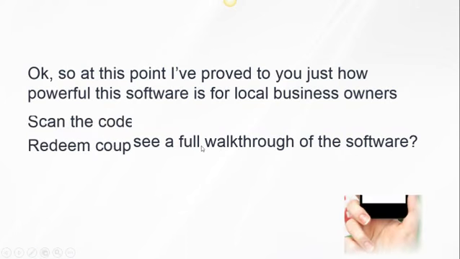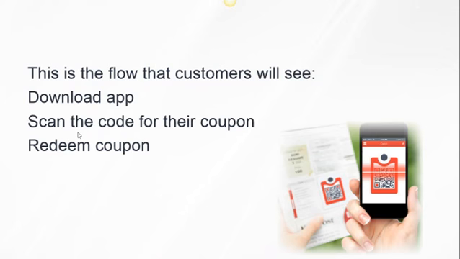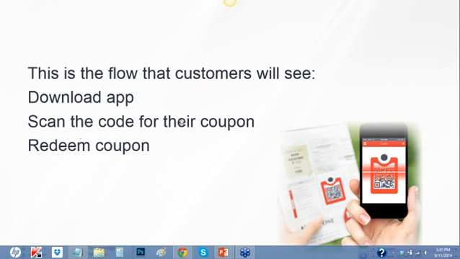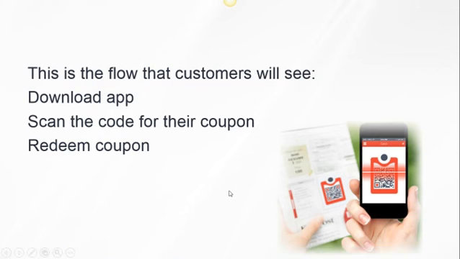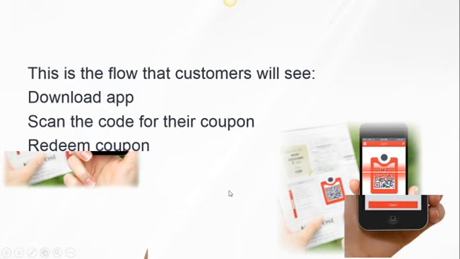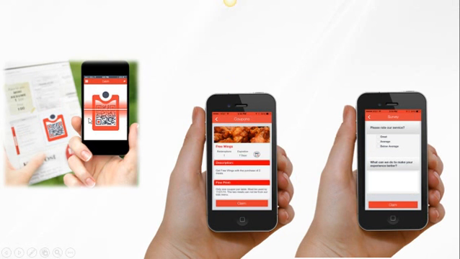All right, so just to explain it a little bit to you, this is the flow that a customer will see. They download the MobiCatch app. They scan the code for their coupon, and they redeem their coupon, just like you see over here on the right-hand side. This is the exact flow right here. Someone has their phone on the left-hand side here. They scan the code that's inside the restaurant or the salon, etc.